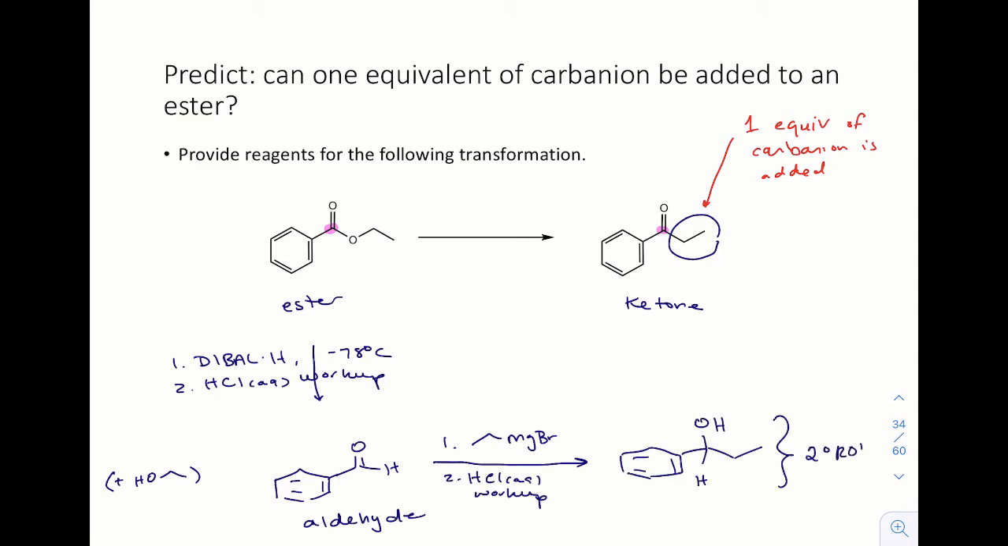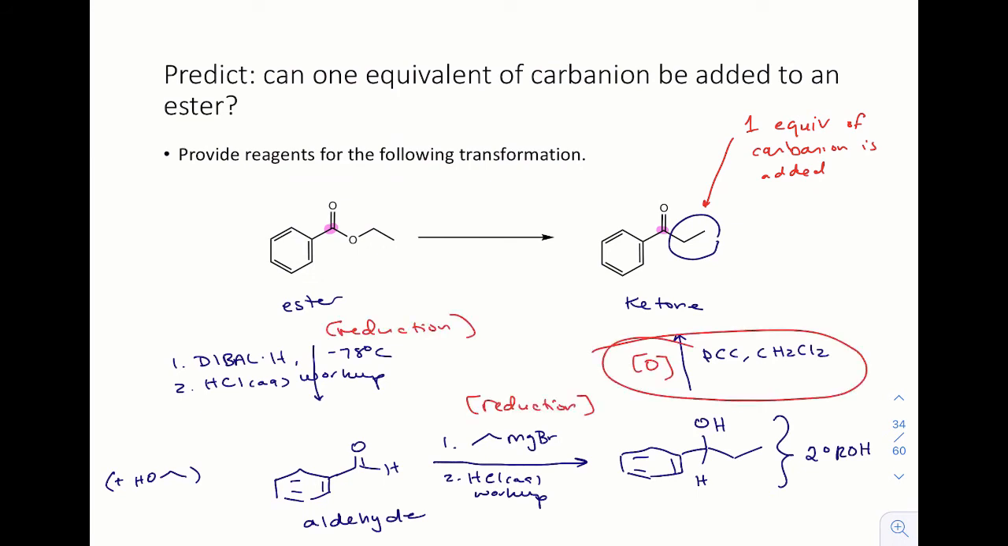This generates a secondary alcohol, and we already know how to convert secondary alcohols into ketones, any of the oxidation conditions that we have learned. We've discussed this a couple times today. That final oxidation just reverses this initial reduction, so this is a bit inelegant, but we have added only 1 equivalent of carbanion because we did so to the aldehyde, which doesn't have a leaving group. H is not a leaving group like alkoxy is. So 1 equivalent can be added.